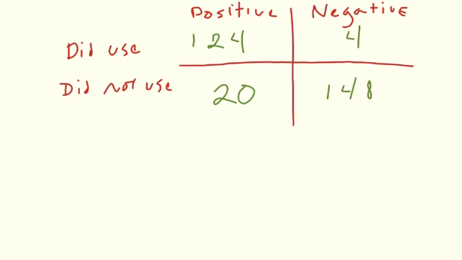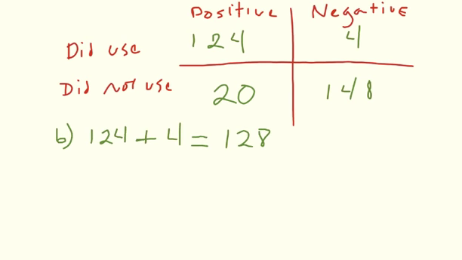So to answer part B, the question of how many people did use the drug, I need to calculate the number of people in the first row here, the number of people who did use the drug. That is 124 plus 4. Of course, that leads to 128, so 128 people used the drug.